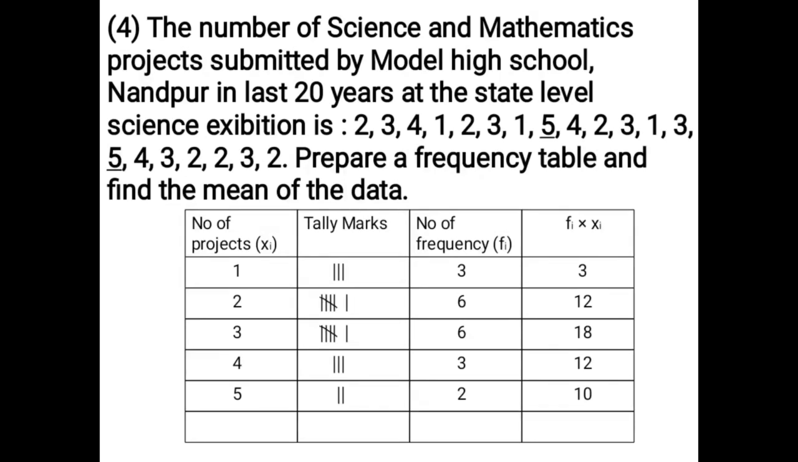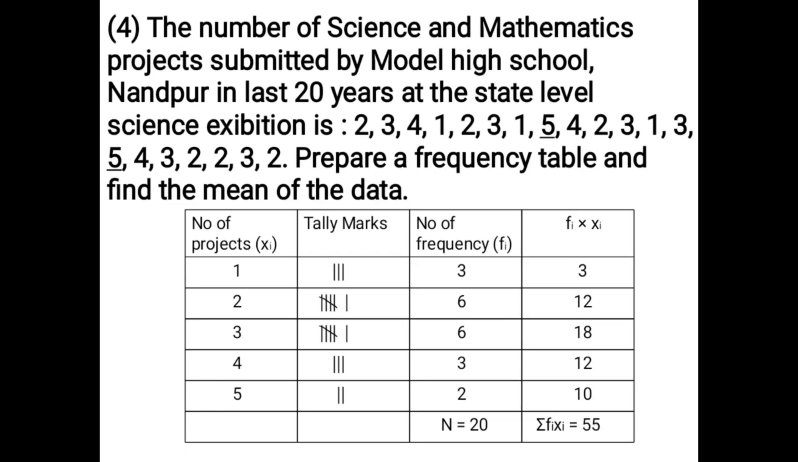Now you have to add the total frequency number. You can count with your fingers when you are adding the total number of frequency and the total number of fi into xi. 3 plus 6 is 9, 9 plus 6 is 15, 15 plus 3 is 18, 18 plus 2 is 20. Now you have to add the total number of fi into xi, that is sigma fi xi: 3 plus 12 is 15, 15 plus 18 is 33, 33 plus 12 is 45, 45 plus 10 is 55.